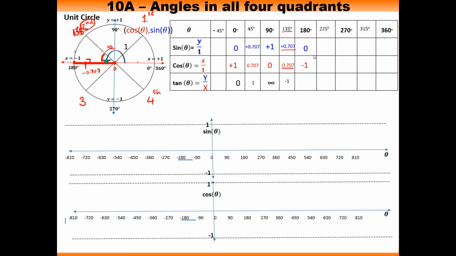Why is the sine 0? Because there is no height on that triangle. Notice that the triangles are always related to the x-axis, not the y-axis. So make another connection there for yourself. 180 plus 45, that's 225 degrees here, and its sine is negative.